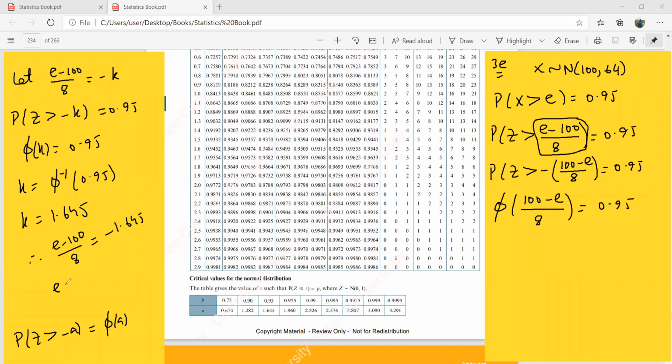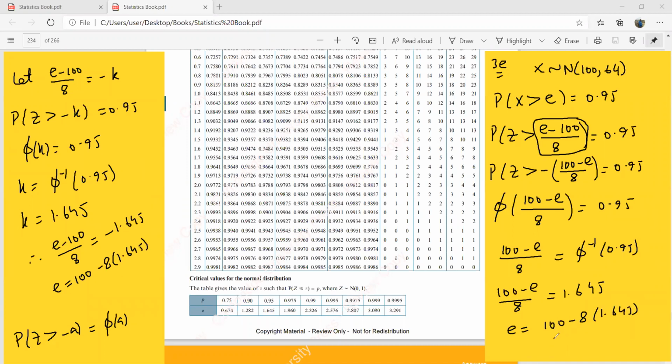And then you will get this E is going to be 100 minus 8 into 1.645. You will do the same here. There's no need to suppose any further here. So this is going to be phi inverse of 0.95. And you have this 100 minus E over 8, that is 1.645. And this E is going to be 100 minus 8 into 1.645. You can use your calculator. 100 minus 8 times 1.645. So this is 86.84, 86.8. That is the value of E we have. You will get the same from here as well. This is going to be 86.8. So guys, it's totally up to you which way you would like to get to this unknown over here.